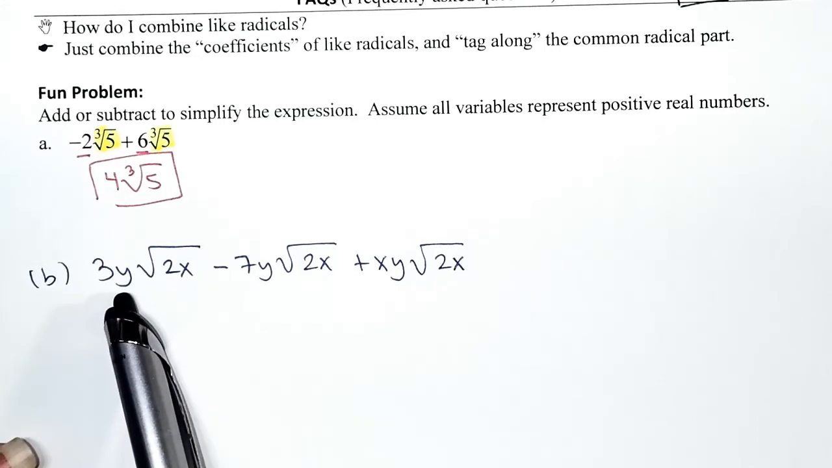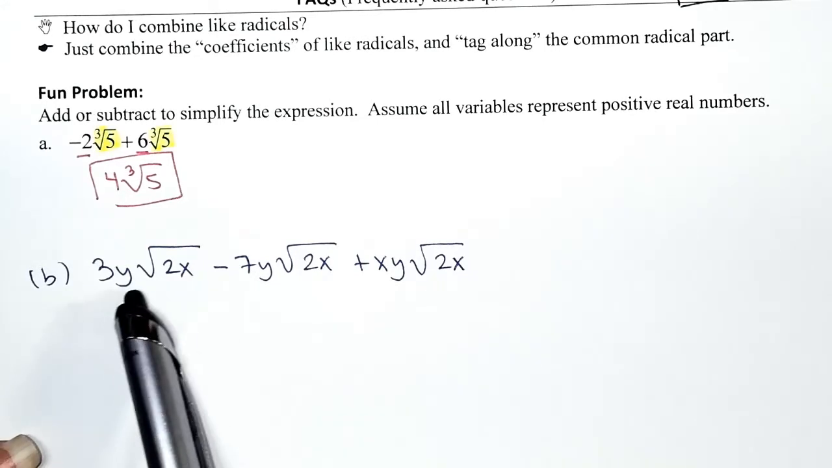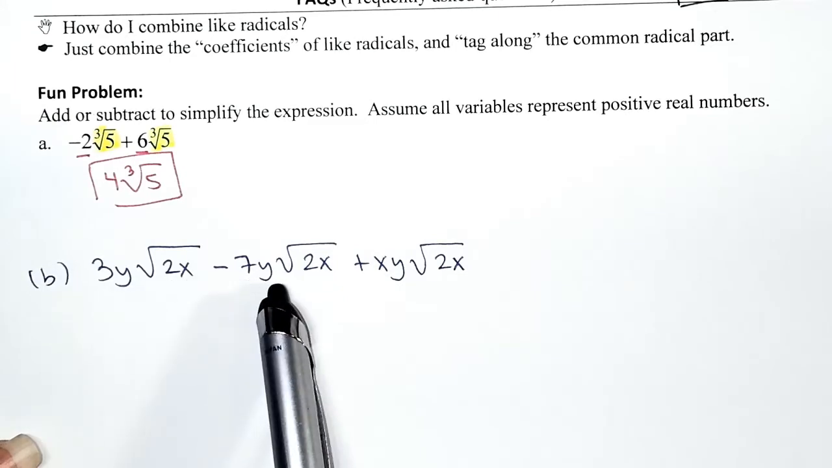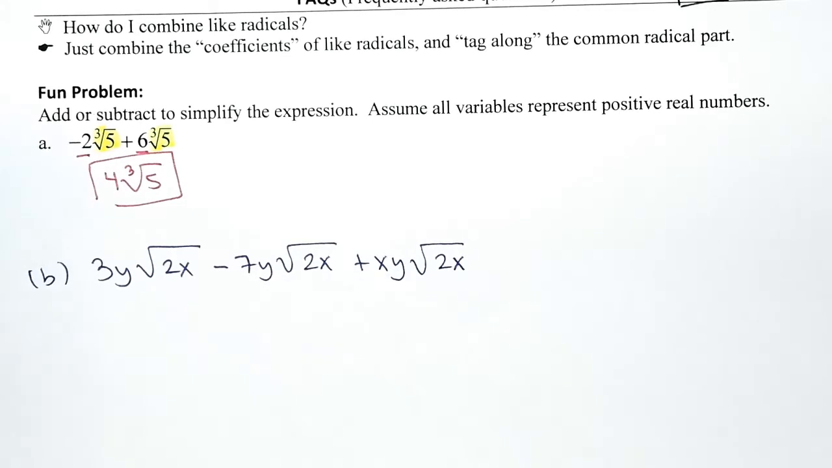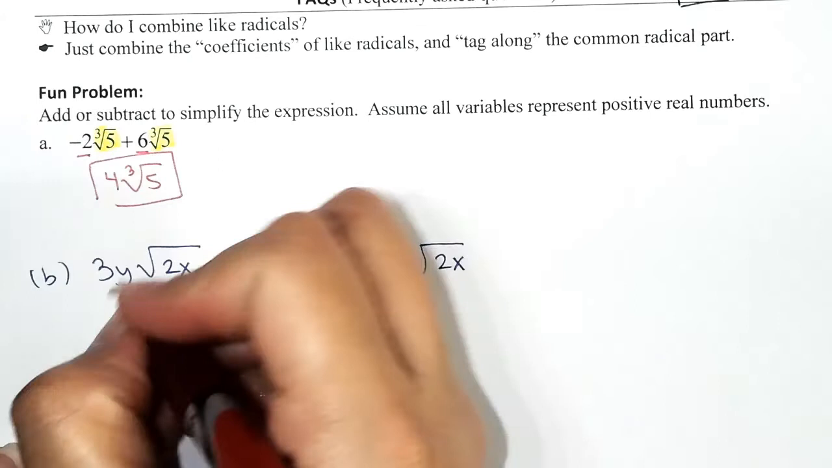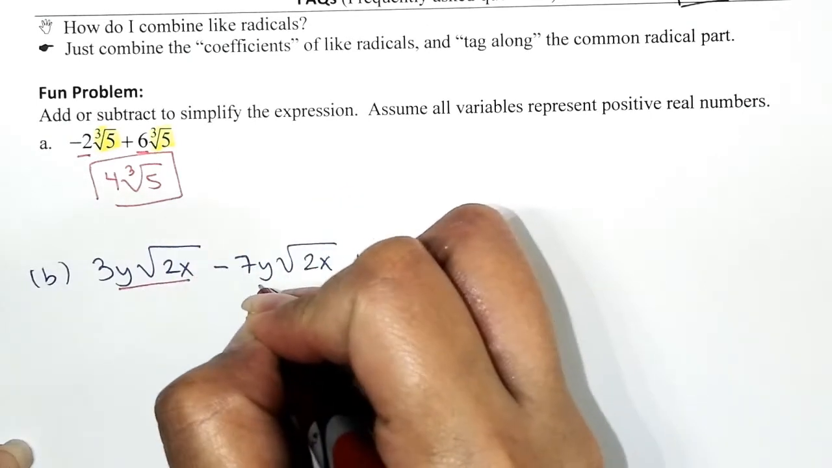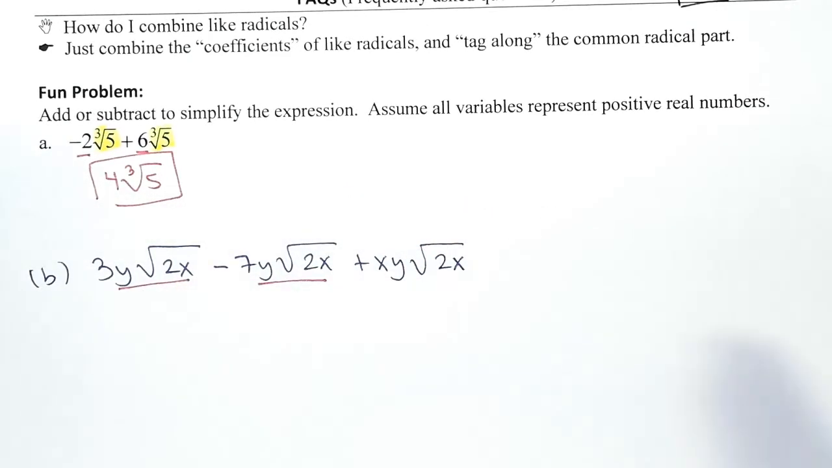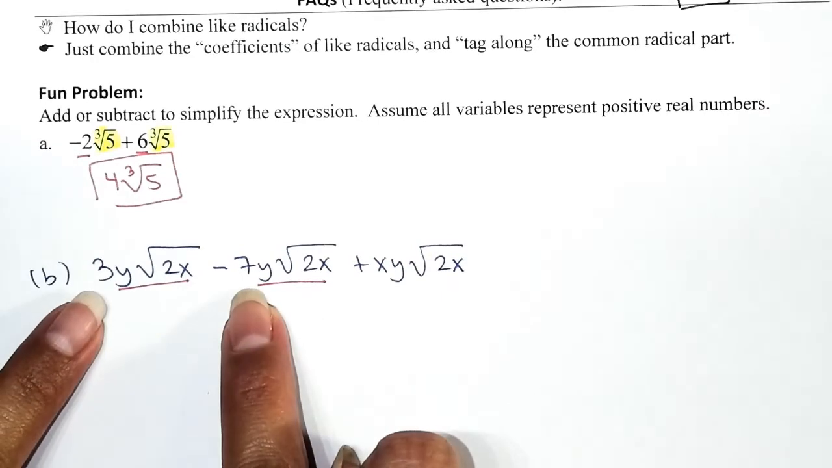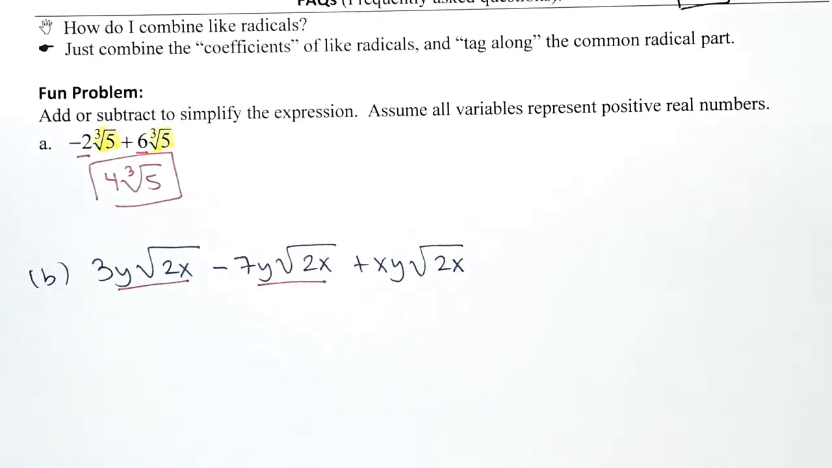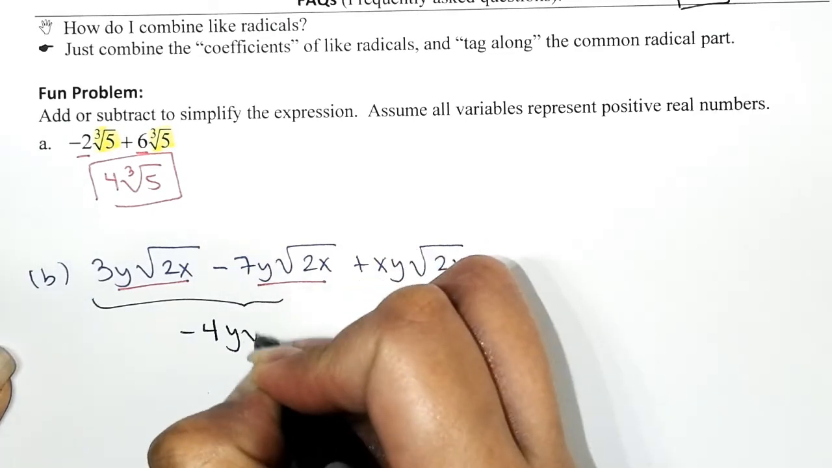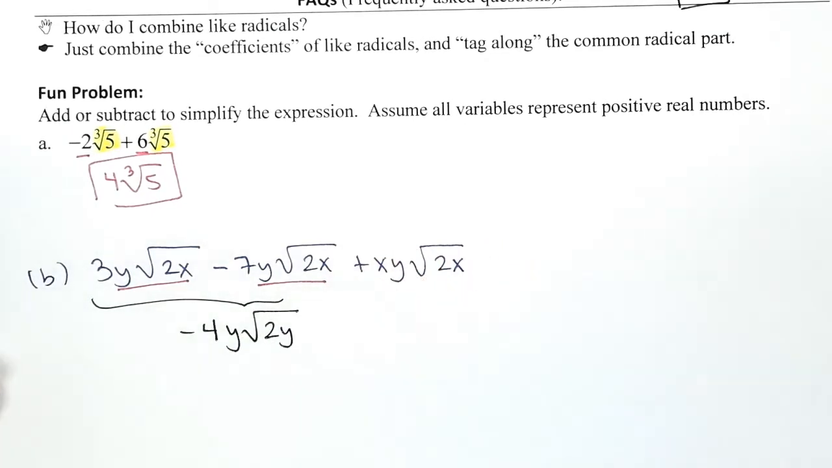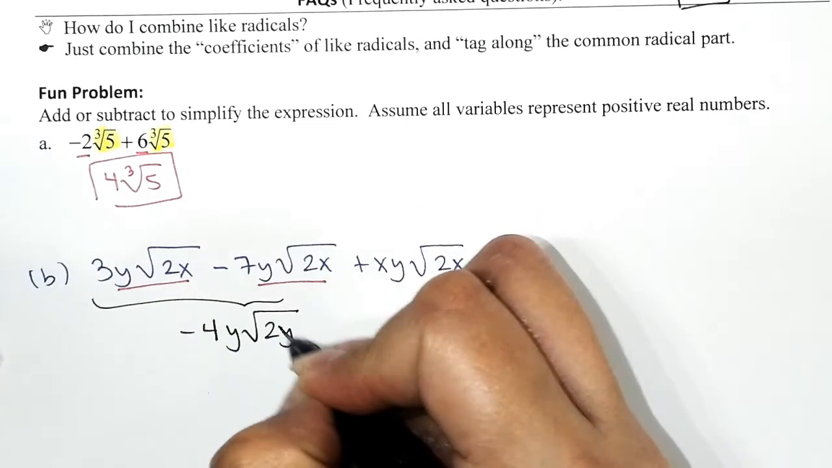The first term has a y times the square root of 2x. The second term has a y times the square root of 2x, and I really can't do a third term, so we're just gonna focus on the 2 terms. The first 2 terms have a y square root of 2x, so they're like terms. Let's combine them. When we combine the coefficients, 3 minus 7 will give us negative 4. And then we tag along that cluster part, times y times the square root of 2x. I changed the problem, sorry.